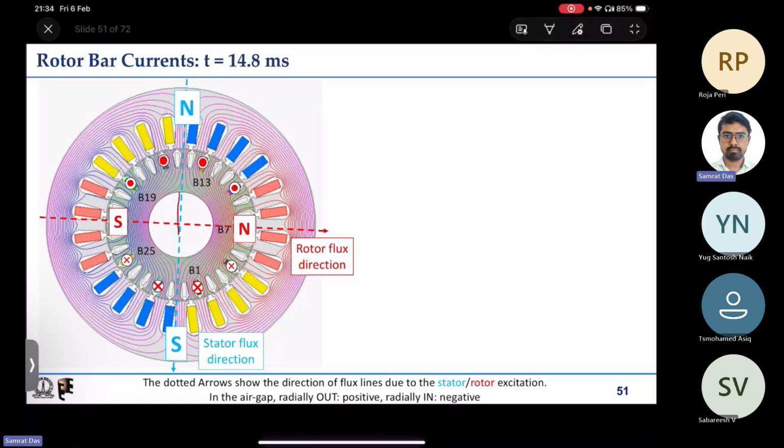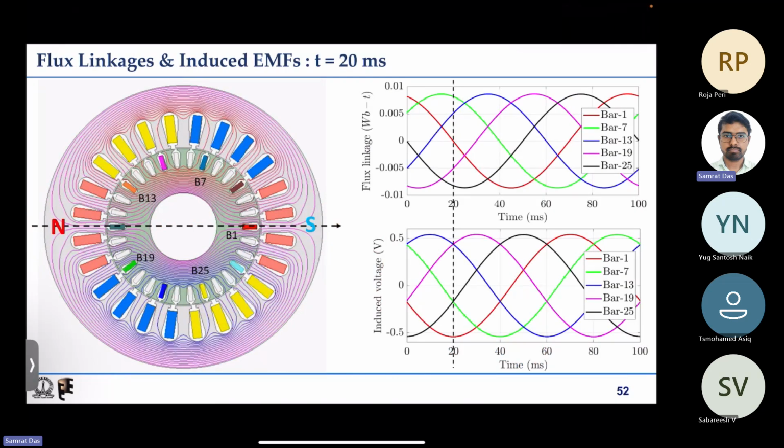if we stick to our same definition, north pole to south pole, that is the stator field direction. So north pole to south pole, that has to be the rotor field direction also. And the rotor is rotating in the anti-clockwise direction, so obviously Fs is leading Fr, and same thing can be seen for 20 milliseconds.